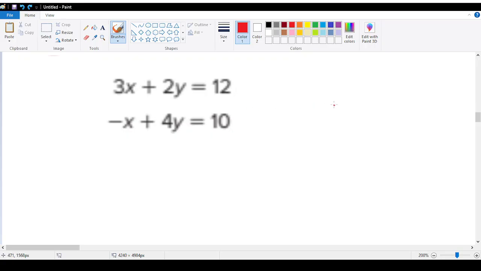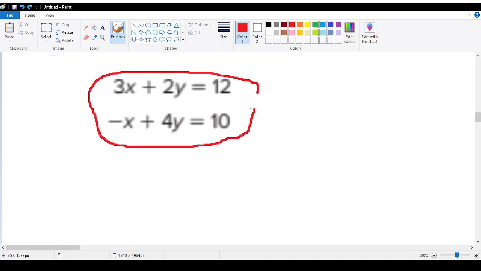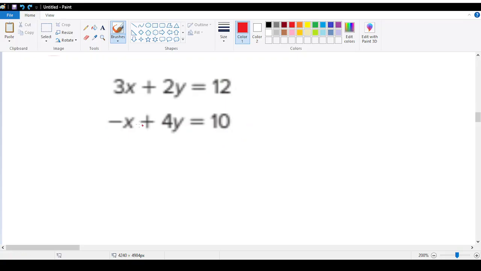Which variable has opposite signs, x or y? What does opposite mean? Opposite means, now what's the opposite of fire? The opposite of fire is water. What's the opposite of plus? Minus. So which are the variables? 3x and minus x. Yeah, the x have opposite signs. Here it's a plus and here it's negative. So we are going to focus on this variable.